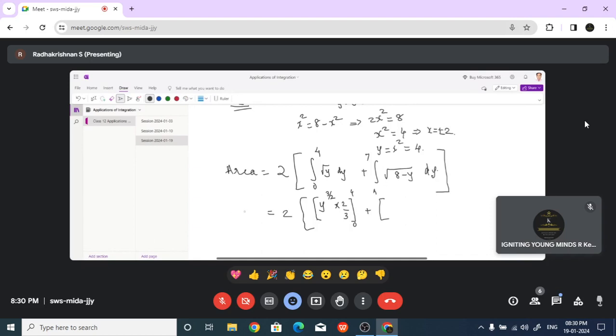What is this integral? Same, right? 8 minus y to the power of 3 by 2, into, here there's a minus sign, therefore you put minus 2 by 3. So divided by 3 by 2 only here also. But because there's a minus sign, this is for the range 4 to 7.